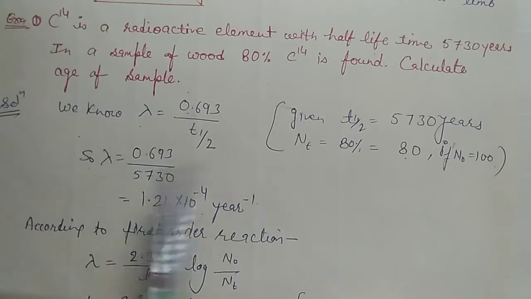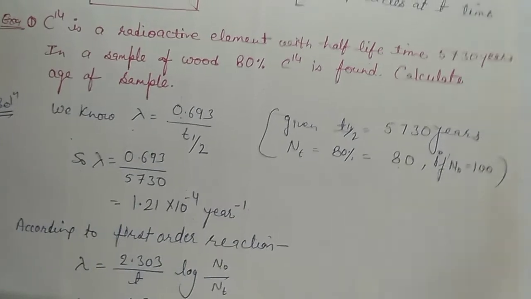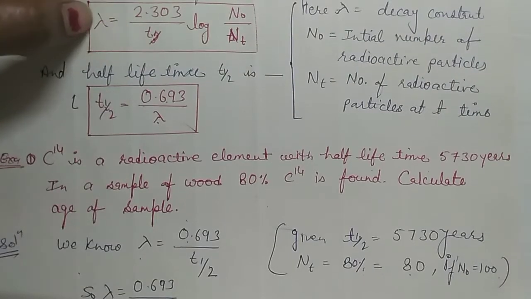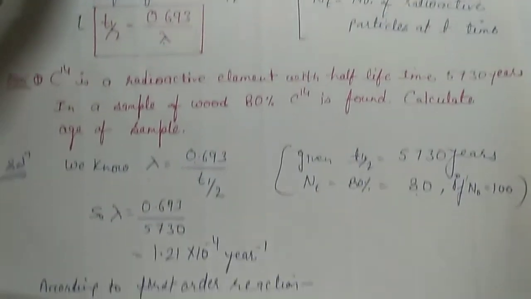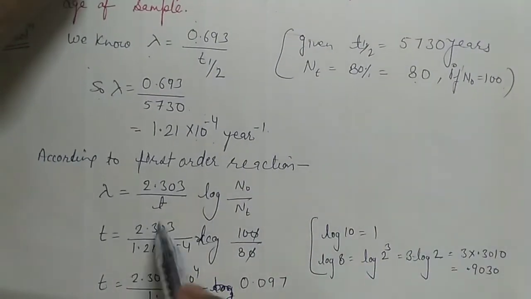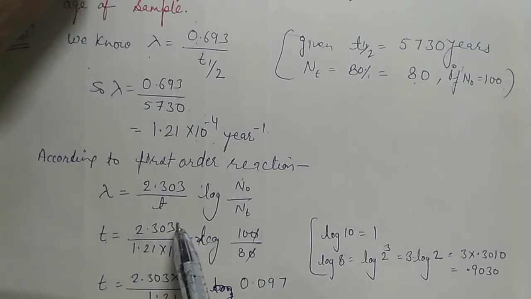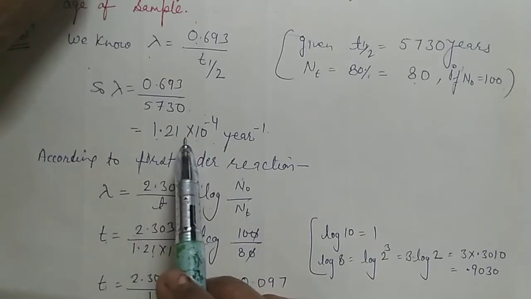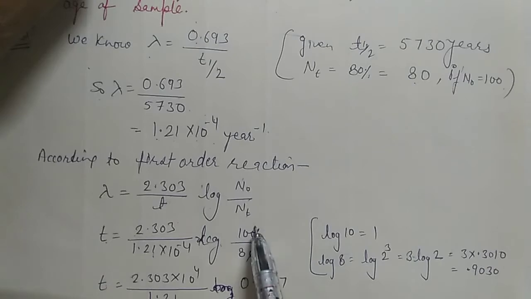Now we have to calculate t, the age, in this equation. Lambda is calculated, and N0 and Nt are given. So lambda is equal to 2.303 upon t log N0 upon Nt, or we can say t is equal to 2.303 upon lambda, where lambda is 1.21 into 10 to the minus 4, log N0 is 100 and Nt is 80. The 0 cancels, log 10 is equal to 1, log 8 means log 2 to the power 3.